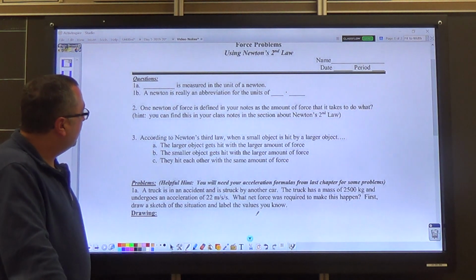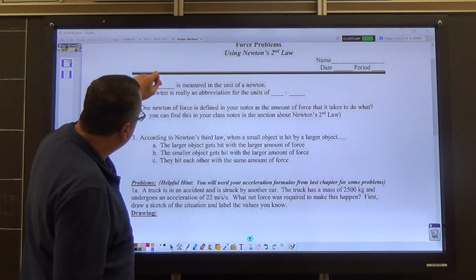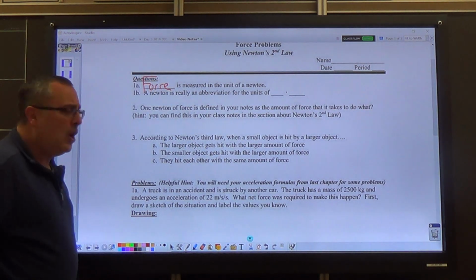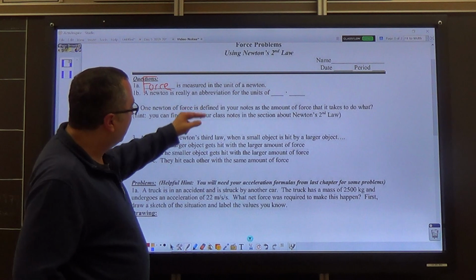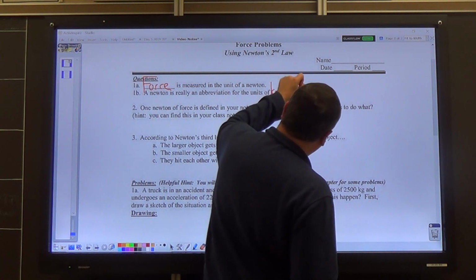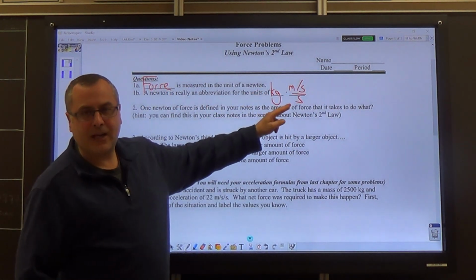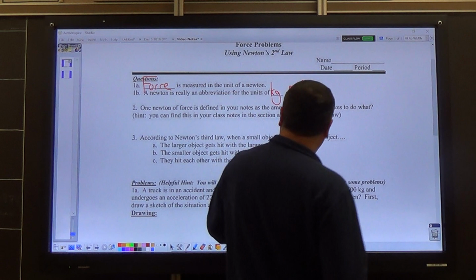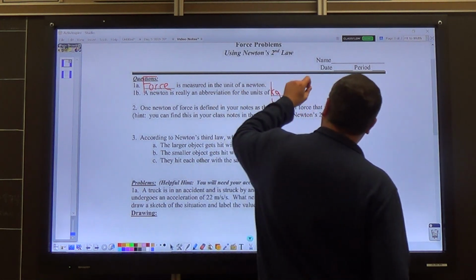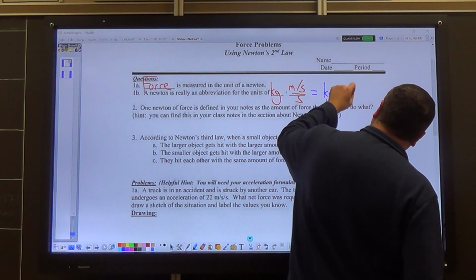But starting with the first question, what's measured in a unit of a Newton? That is force. When you measure force, you measure that in newtons. What does a Newton break down into? It's an abbreviation for which units. That you should have been able to get from your notes. That was just kilograms times a meter per second per second. Remember, meters per second per second could also be written as meters per second squared. So you could have also written kilograms times meters over seconds squared.